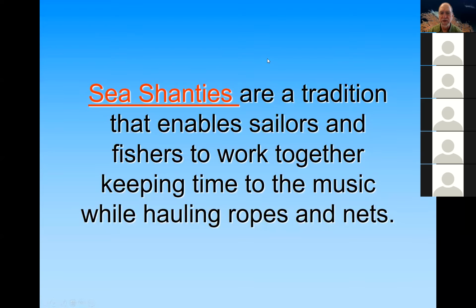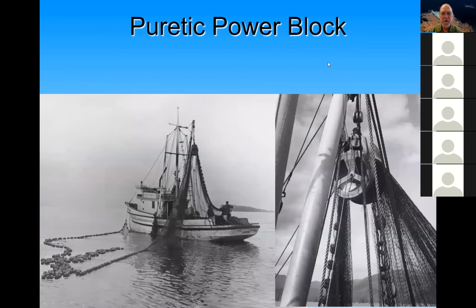Well, that changed with technology. And one of the key inventions that really revolutionized fishing was the development of what's called the Puretic power block. And this is a type of winch which is operated by hydraulic power. So there's hydraulic lines that go up to this block. In this case, it's a block on the edge of a tackle here.